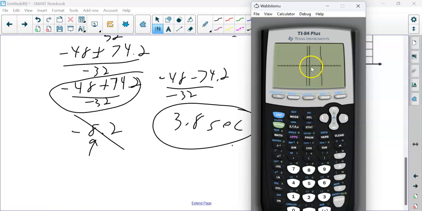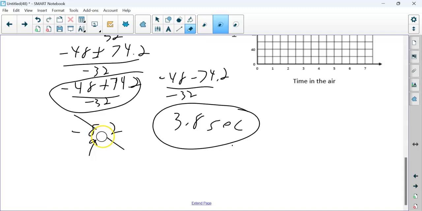But if we look at this, there's 1, 2, 3, almost a 4. Now, I didn't read my own writing. Obviously, that other distance is not over here at negative 8.2. Well, it's actually at negative 0.82. I didn't read my writing well. It was negative 0.8 or 0.82. Okay.